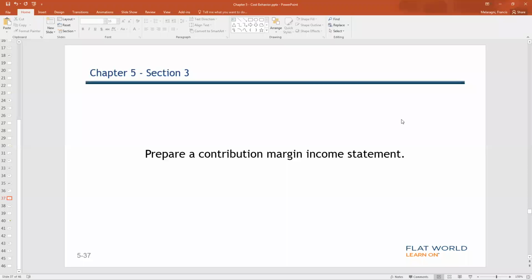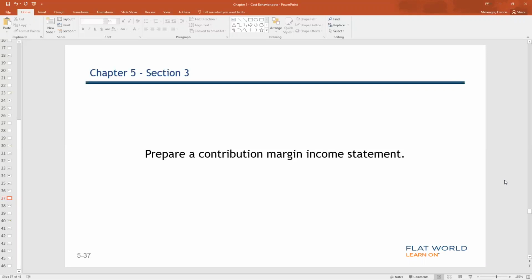So section 5-3 deals with preparing a contribution margin income statement. For those of you who took financial accounting or are familiar with financial statements, you may remember that income statements start with the top line of sales, which is the amount of money we take in for selling our product or service. The next line in a traditional financial statement would be the cost of those sales. And then we would have gross profit, then operating expenses, and then profit before tax.